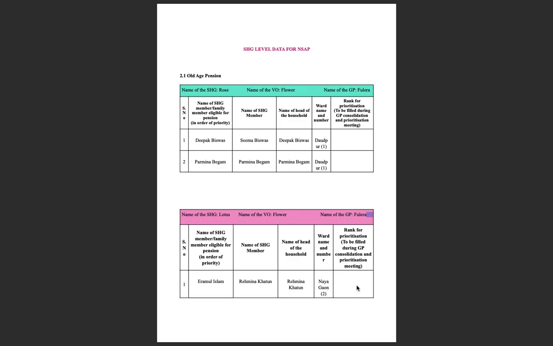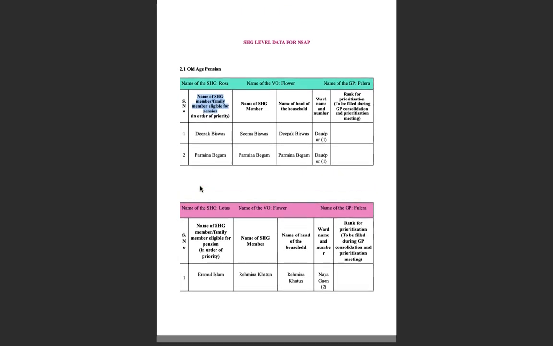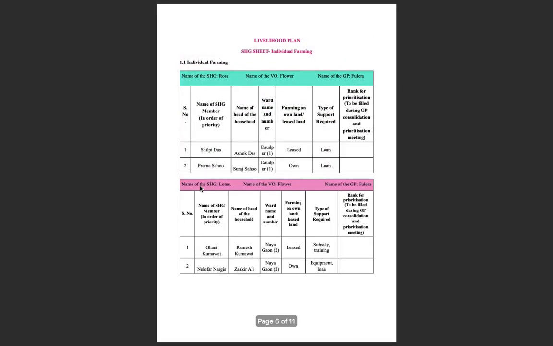Thirdly, all the demands should be written in a prioritized manner, that is, wherever the name of the beneficiary is coming, the order should be prioritized. The person who is in the need of it most should be written at the top row of the table. Now we will move on to learn how to do the livelihood plan.